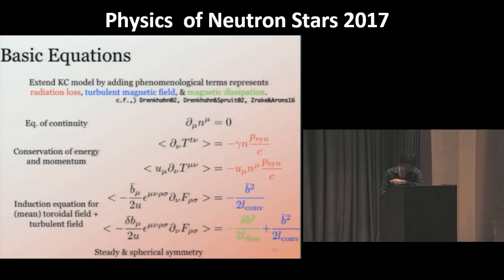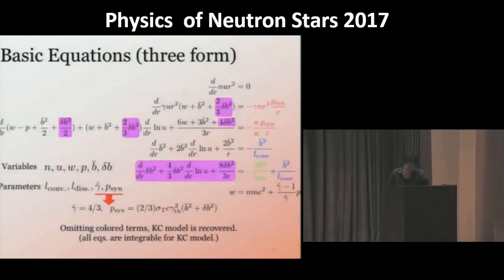Okay, but this is the four-form. It's a bit complicated, so I write down the three-form. And so these are the full equations. If we neglect, that is, make zero, these colored terms, the equations recover the Kennel and Coroniti model. So just the turbulent magnetic field part, the radiation loss, the conversion of toroidal to turbulent magnetic field, and dissipation. We have six variables, six equations, and four parameters for these equations.